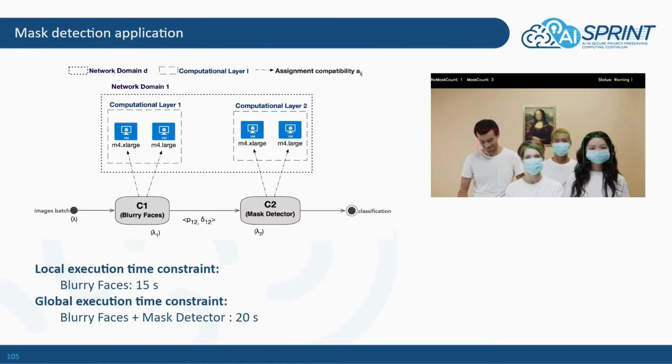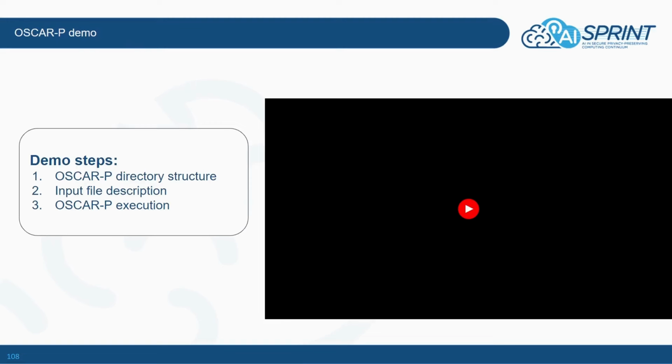For the demo, we consider the mask detection application, where each component can be deployed on either M4 X large or M4 large AWS EC2 instances. In the demo, I'm gonna show the structure of the OscarP directory, an overview of the input file, and the execution of the OscarP tool.